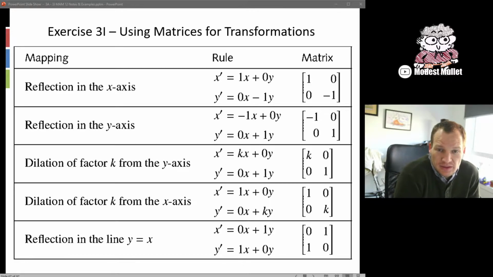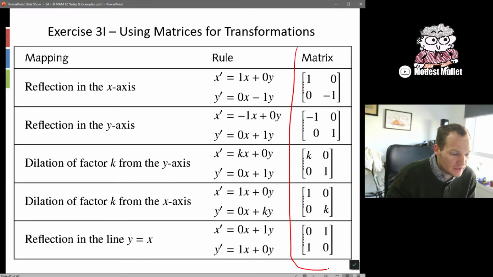Hello all, as we continue to look at transformations and our use of matrices to either represent or apply transformations. As a quick review from part 1 from our previous video, we had this guide where we looked at how we can represent reflections and dilations using matrices that look like this.